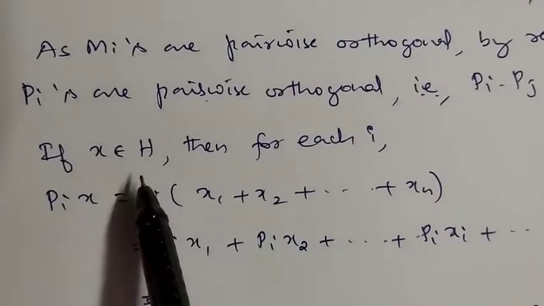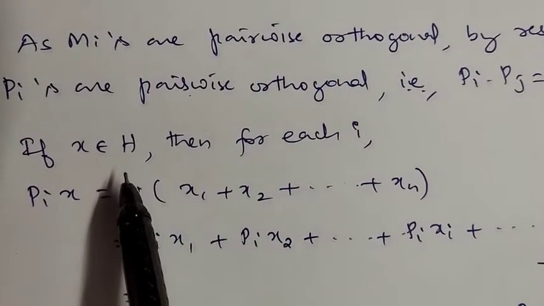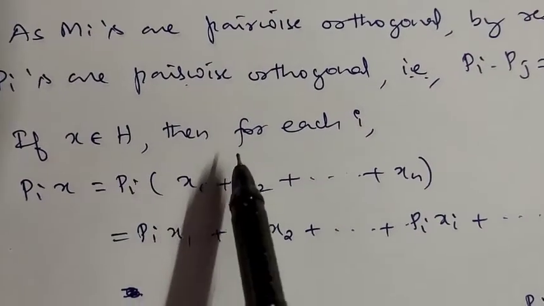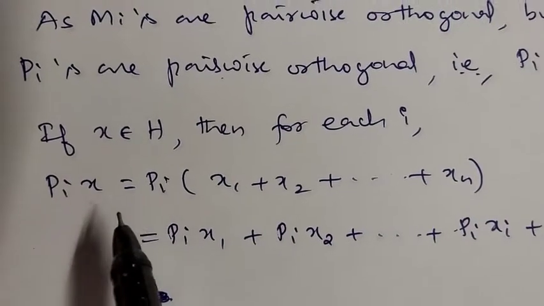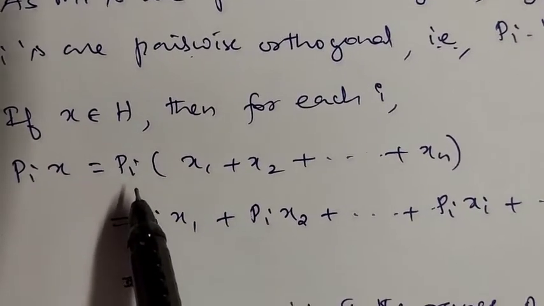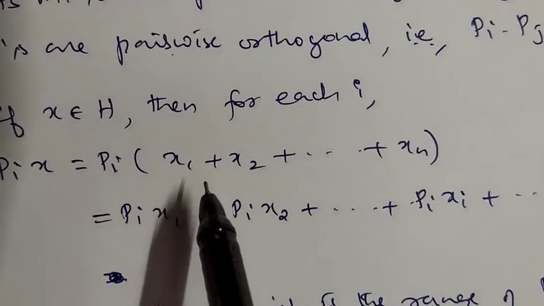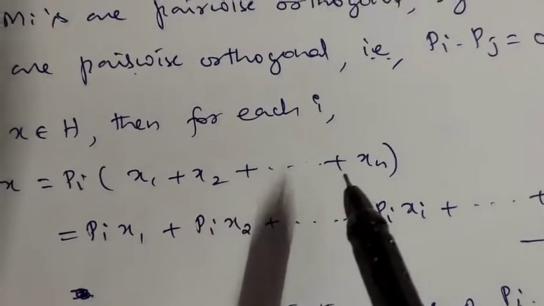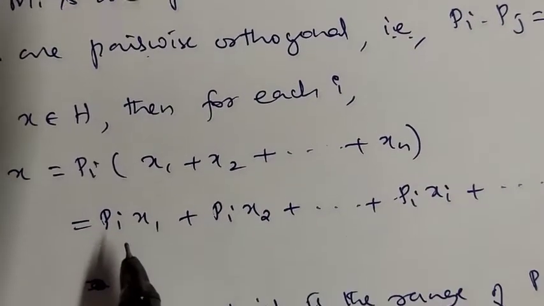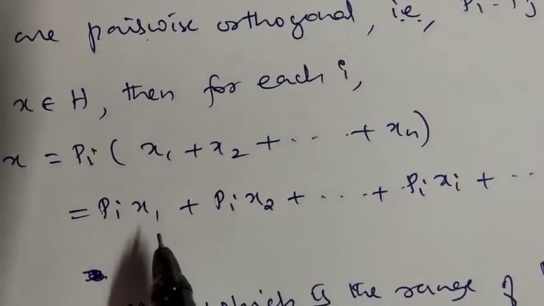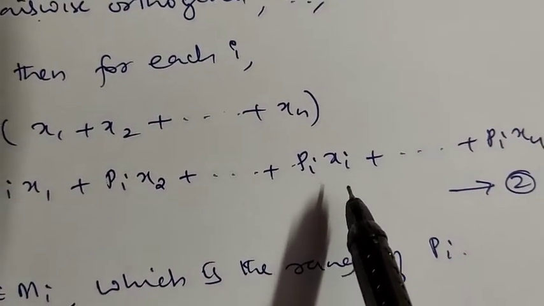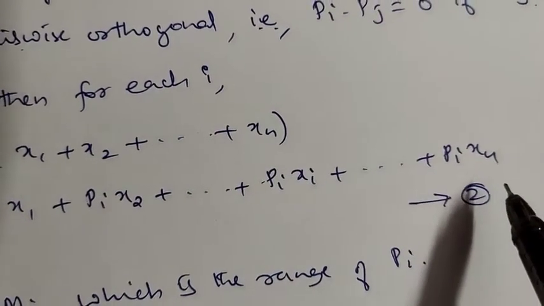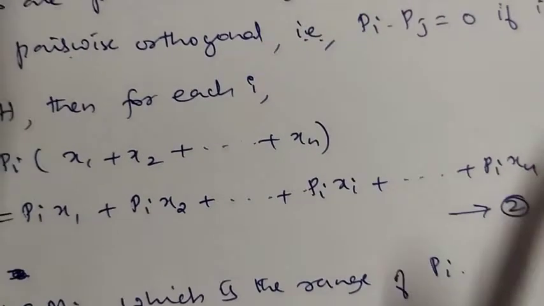Now if x belongs to H, then for each i, Pi of x means P1 of x, P2 of x and so on. Pi of x is equal to Pi of x means what? x1 plus x2 etc. xn. So this is equal to, since Pi's are linear, Pi of x1, Pi of x2 etc. Pi of xi and so on, Pi of xn. You call by this number 2.